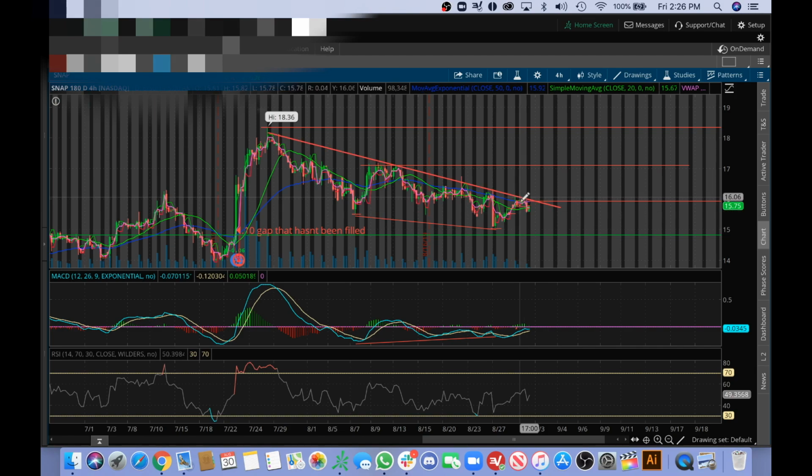Now this, like I said on my previous video, if it gets rejected here, we may see this 10-cent gap getting filled, and then maybe a bounce on this strong support line. If we look back, we see that this was a previous resistance level, and it broke it, tested it back around that level, and then bounced.